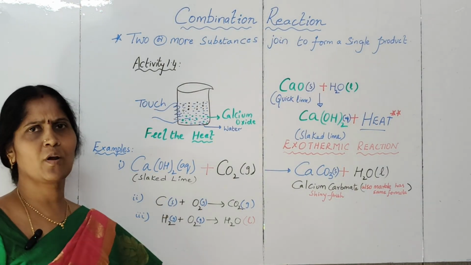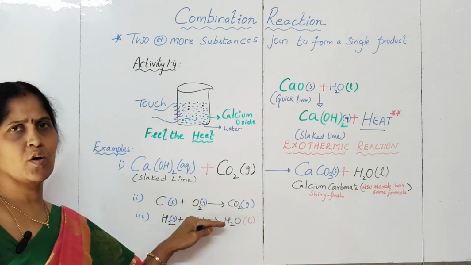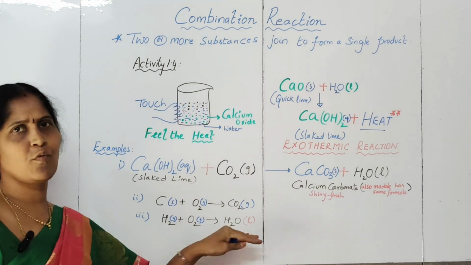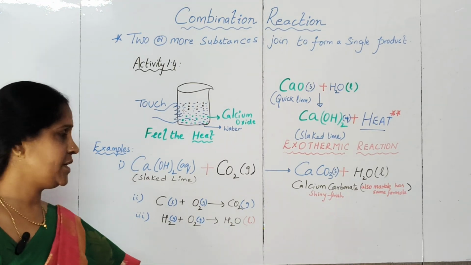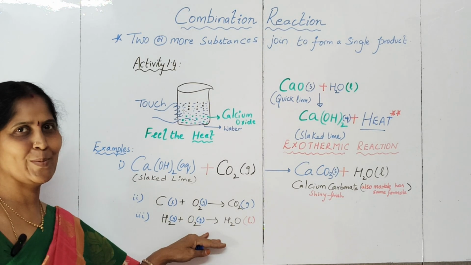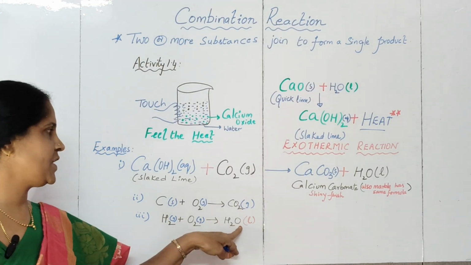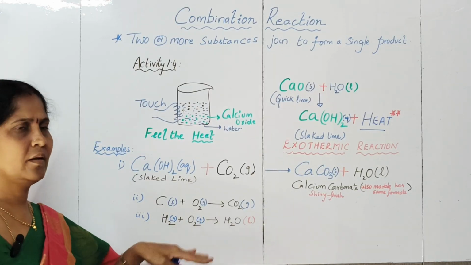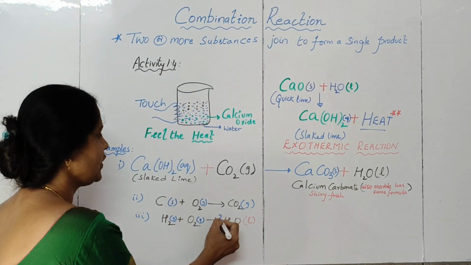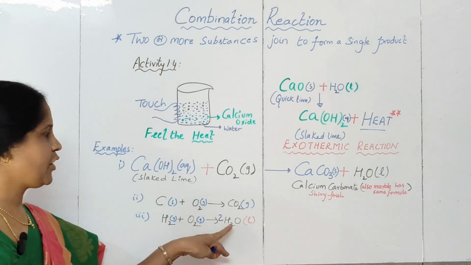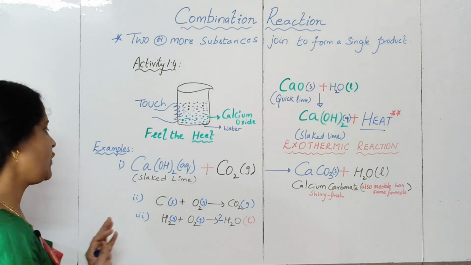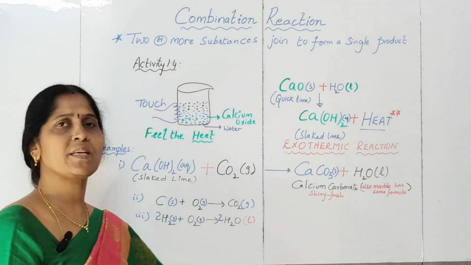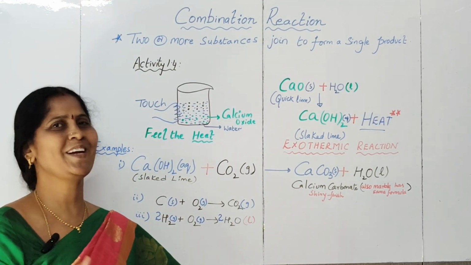Let us see some more combination reactions. Carbon reacts with oxygen to form carbon dioxide gas, this we know. Hydrogen reacts with oxygen to form water. Here, if you have observed, is this reaction balanced? No. Where is the problem? Here oxygen is only 1, but here it is 2. In order to balance this equation, you have to put a 2 here. When you put a 2 there, your hydrogen is becoming 4. So you have to put a 2 here. So this will be a balanced equation. Like this, we have some examples of combination reactions. Let us proceed and learn further.